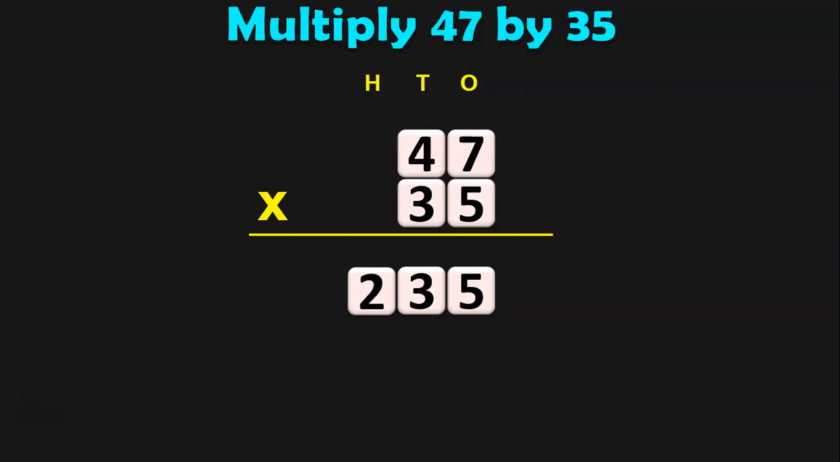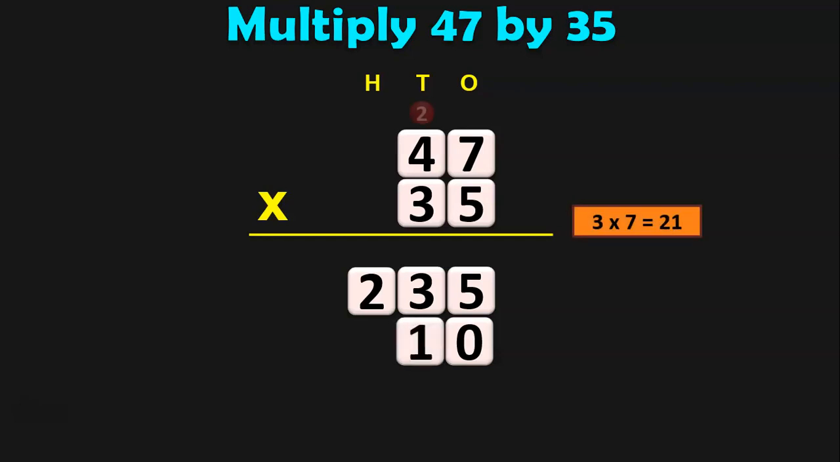The next step is to multiply 47 by 30. Before that, you'll have to add a 0 to the ones place and multiply 3 by 7. 3 into 7 is 21. 1, carry over 2. 3 into 4 is 12.